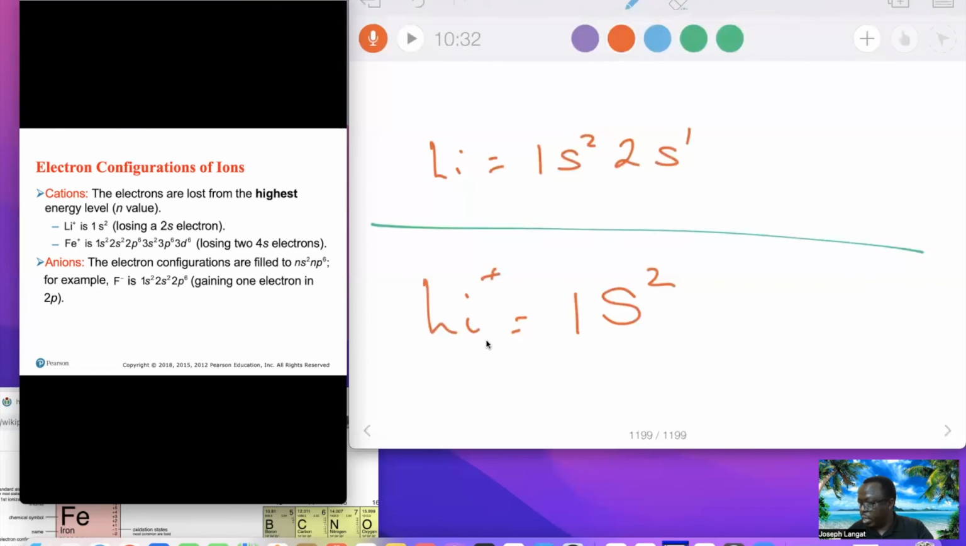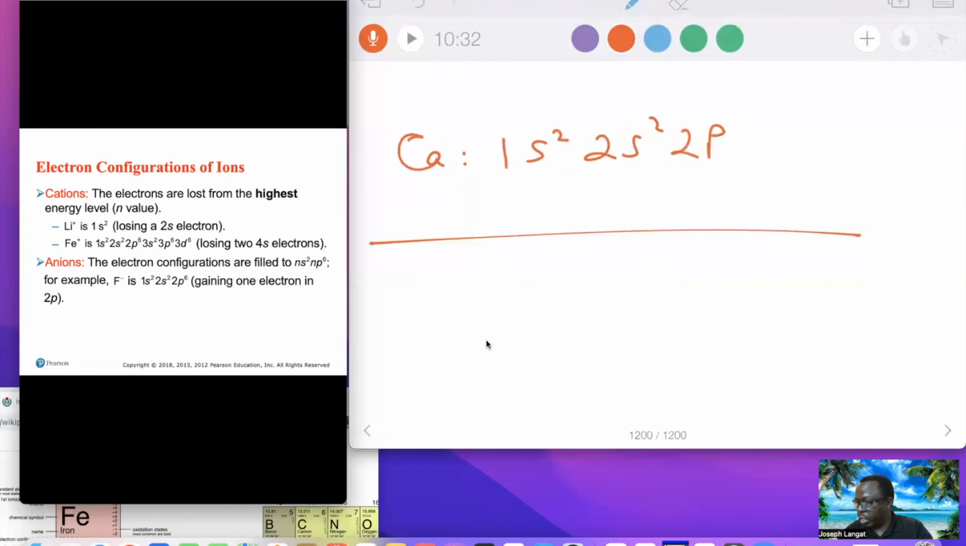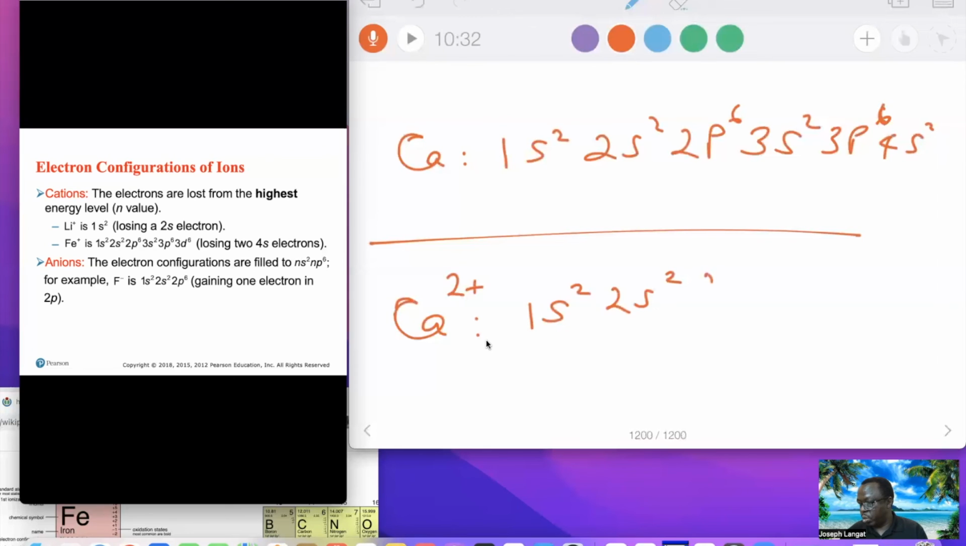So if I'm to write calcium, for example, look at this calcium: this will be 1s2, 2s2, 2p6, this is 10, 3s2 is 12, 3p6, and 4s2. Calcium cation will be 1s2, 2s2, 2p6, 3s2, and 3p6. So the 2 electrons are gone.